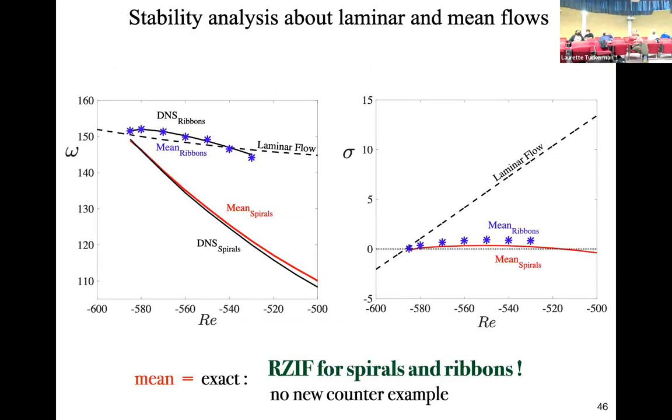The omega works: the spirals and the ribbons have different frequencies, but you linearize about their respective mean flows and you can get the right answer for both. Here is the RZIF about the ribbons, and here's the RZIF in the spirals. So it works for both of them. So Yassin was disappointed at not having another counterexample.